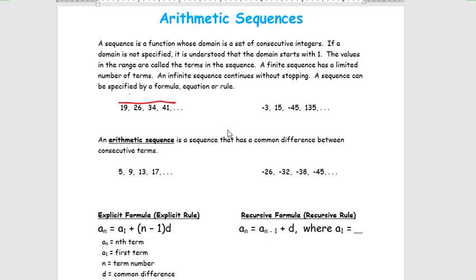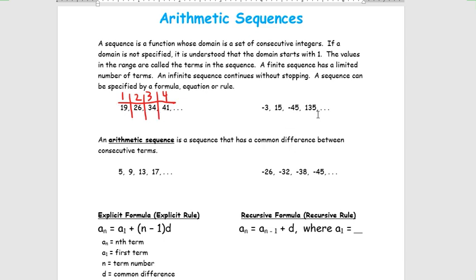We could kind of think of it as a table. This is the first term in the sequence. This is the second term. This is the third term. This is the fourth term, and that would continue. So the values of the domain are 1, 2, 3, 4. The values of the range are 19, 26, 34, 41.